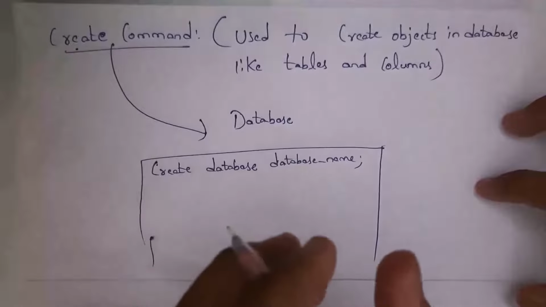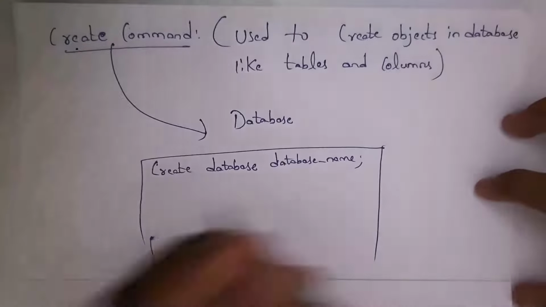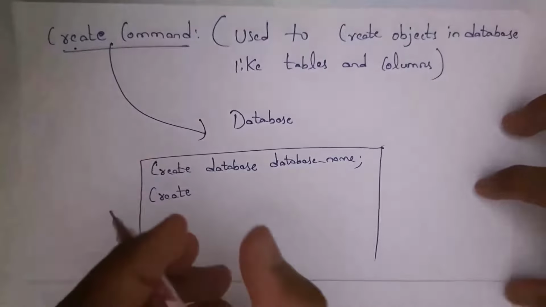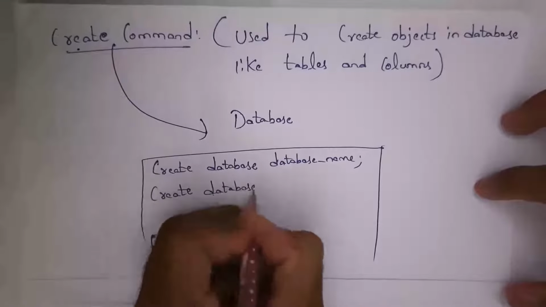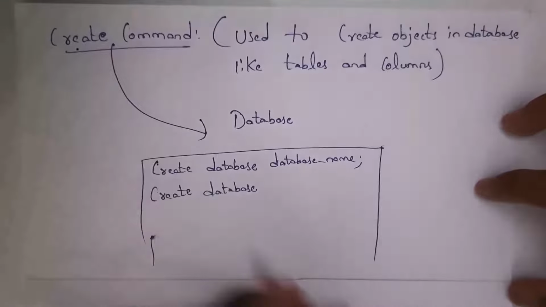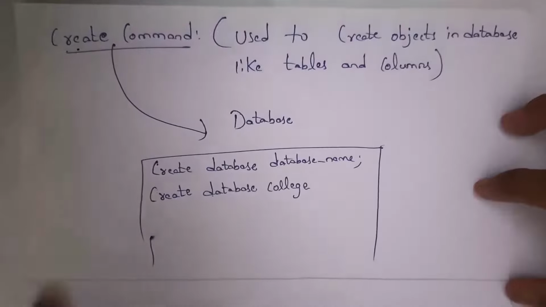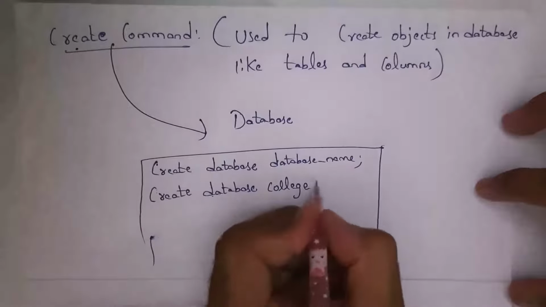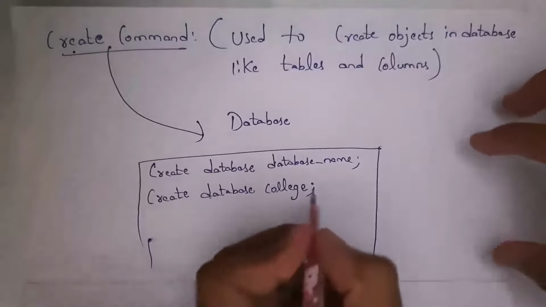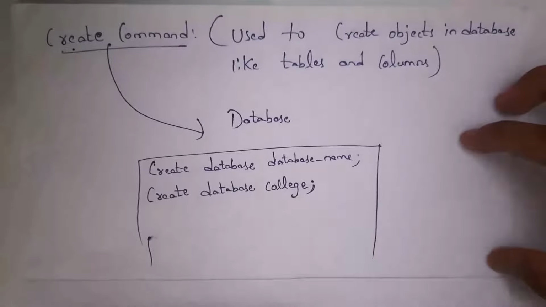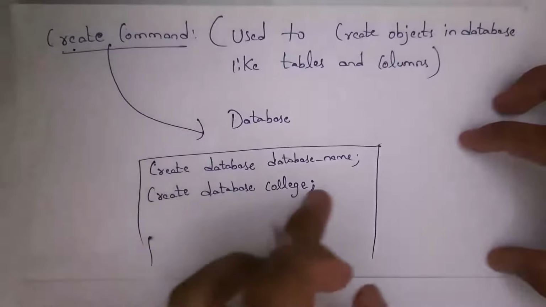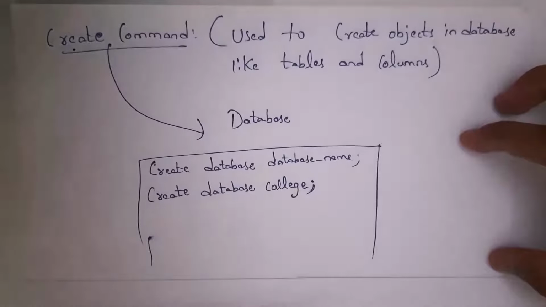For example, I want to create college database. So in order to create college database, you need to write statement like create database. Here I want to give database name as college. So just write here create database college and at last give semicolon. Guys, definitely at last give semicolon or else it will display error. So whenever you write this statement and click enter, it will create college database.